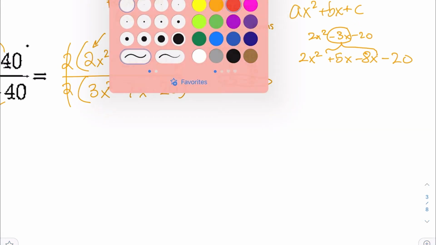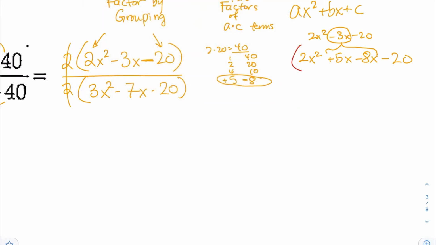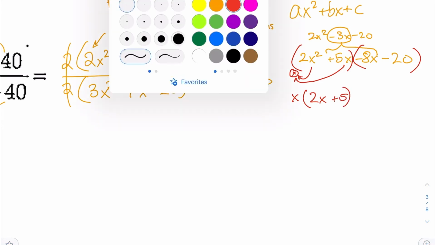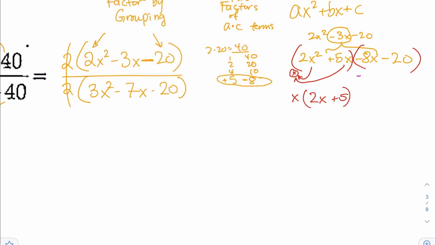Now from here, you can factor each part individually. So you can factor out the x from the first one, which will be x times 2x plus 5. And from the second term, you can factor out a -4. And that will give you 2x left and another +5, because -20 divided by -4 is +5.